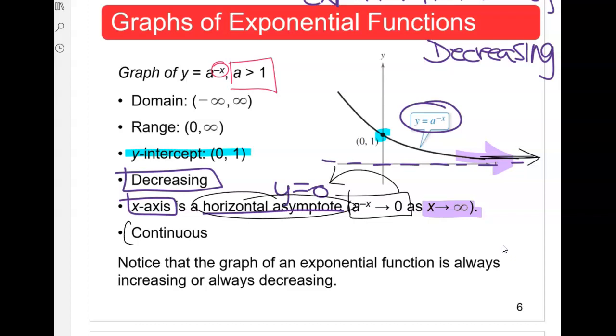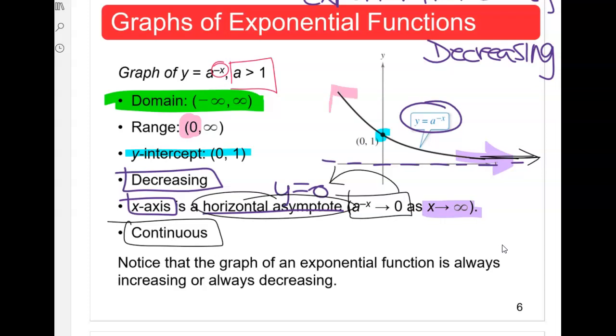The graph is obviously continuous, no gaps or open circles in between. And we have the domain is also all real numbers. And the range is the same as the previous one because the smallest value is 0 without including 0. That's why we use parentheses and, of course, infinity.